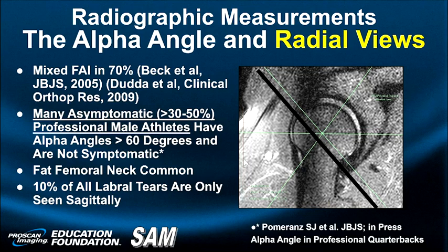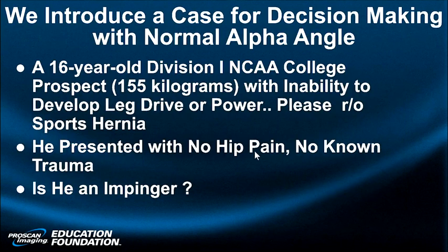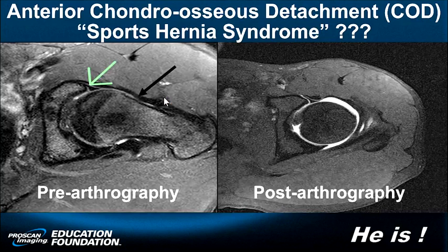I also mentioned to you yesterday that when you're looking at labral tears, 10% of these labral tears will only be seen in the sagittal projection. Let's take this 16-year-old Division I NCAA college prospect. He's 155 kilograms with the inability to develop a leg drive or power. Rule out sports hernia syndrome. No hip pain. Is he an impinger? The only finding was this: slight asphericity, a little bit of a bump, no click, no hip pain, and this.